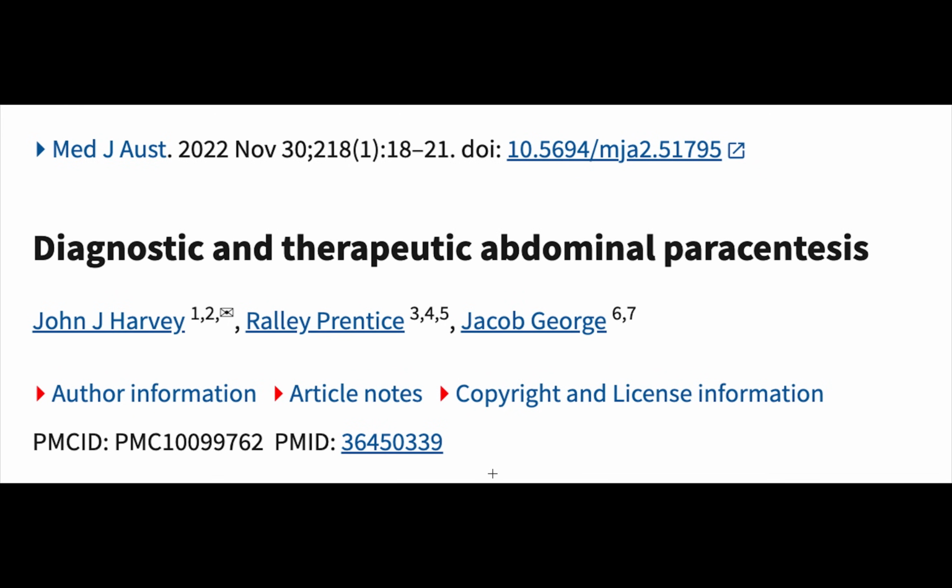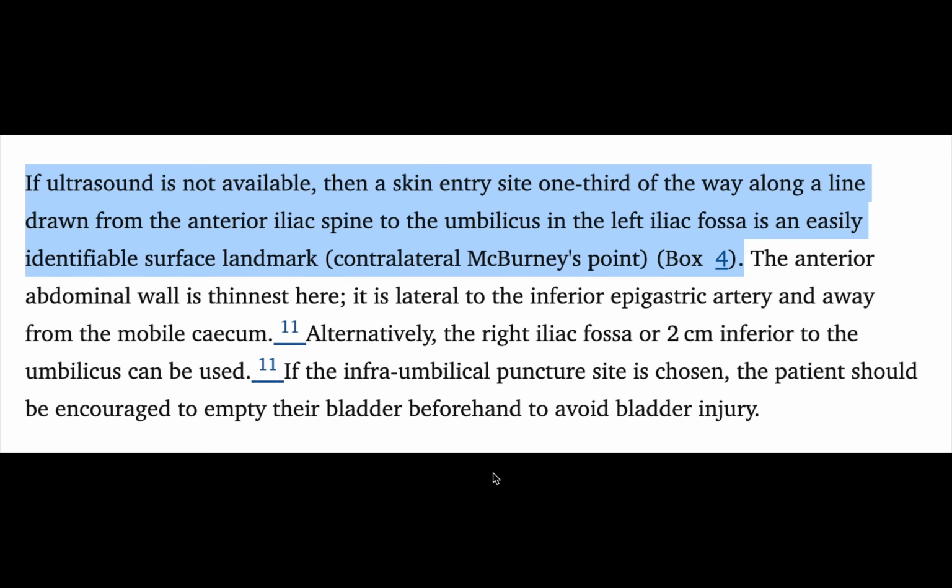So the next study we're going to look at is Diagnostic and Therapeutic Abdominal Paracentesis, written by John Harvey, Raleigh Prentice and Jacob George, and published in 2022. This document notes that if ultrasound is not available, then a skin entry site 1/3 of the way along a line drawn from the anterior iliac spine to the umbilicus in the left iliac fossa is an easily identifiable surface landmark, contralateral to McBurney's point.